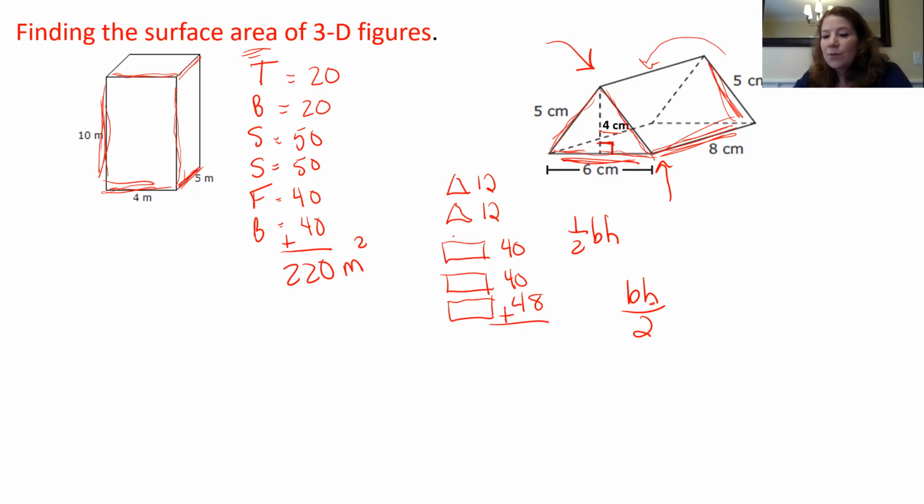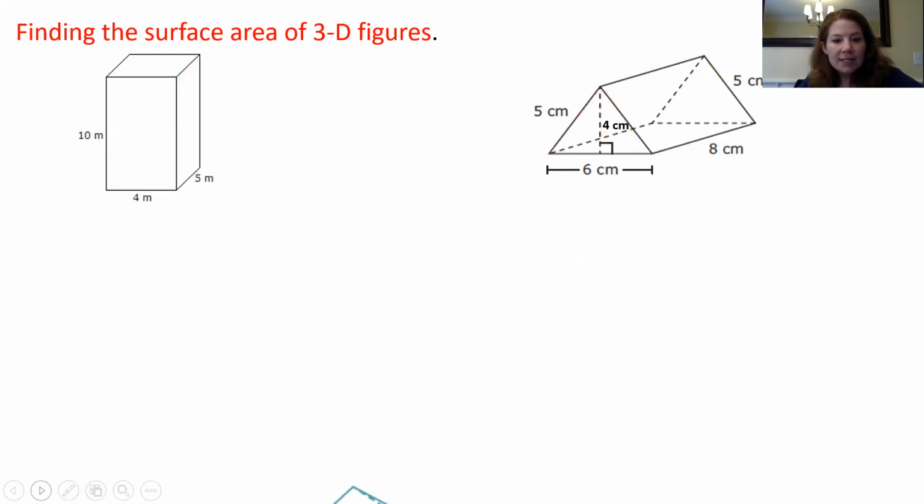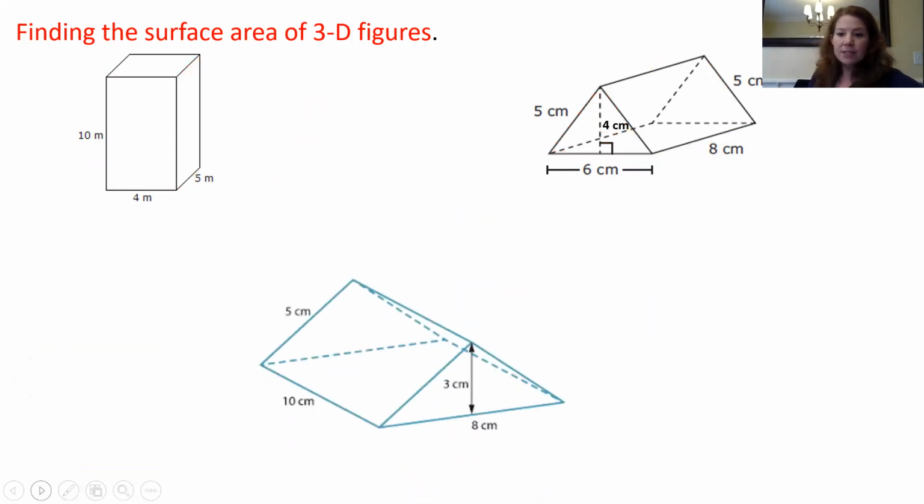So I'm going to add 12 and 12, plus 40 is 80, plus 48. Uh-oh, I messed up. 24 plus 80 plus 48 is 152 centimeters squared. And that is the surface area of my triangular prism. Let's look at the next one. We had another triangular prism. I want you guys to pause this video and solve it for yourself, and then turn the video back on and check your answer.